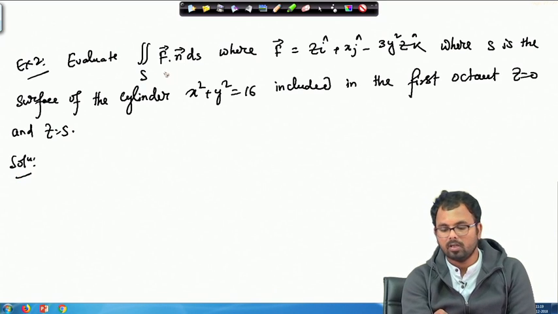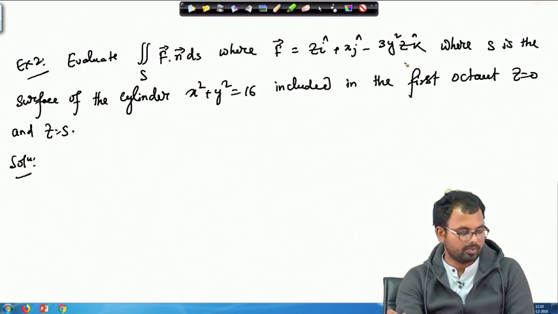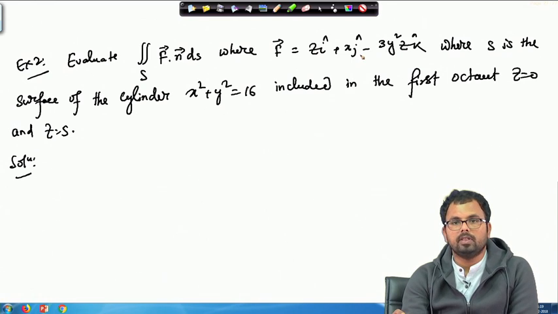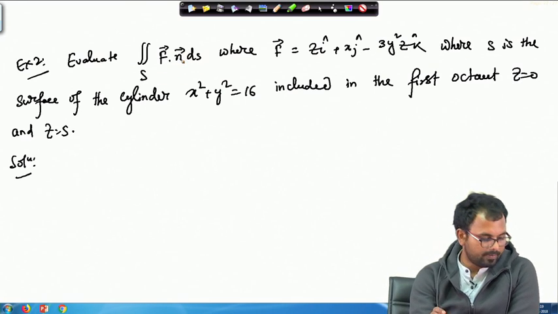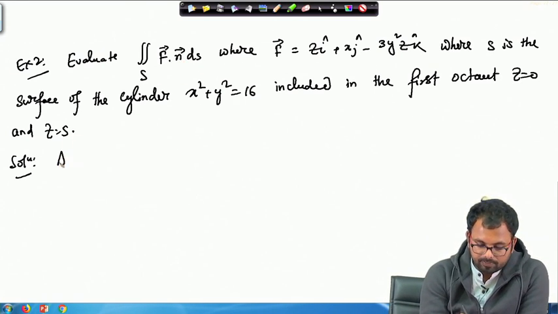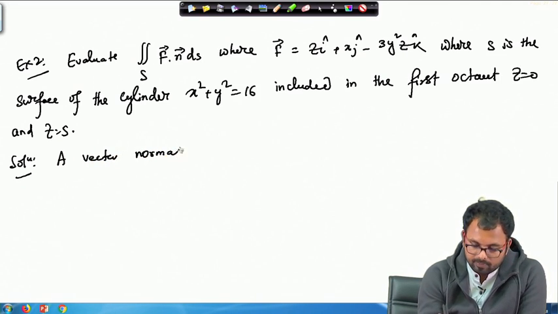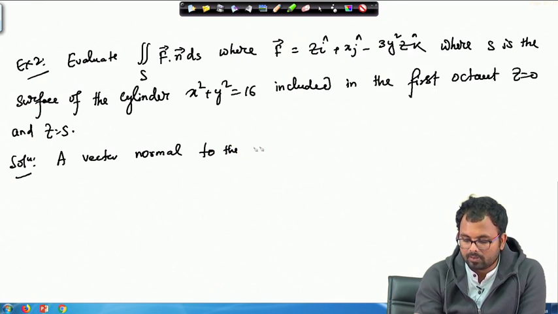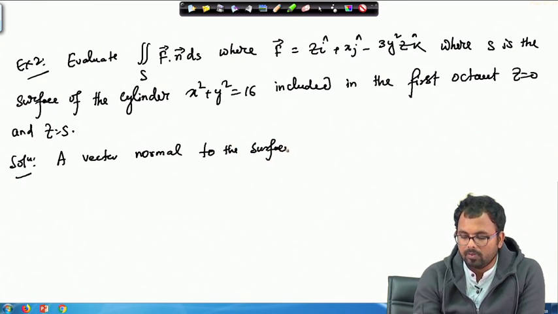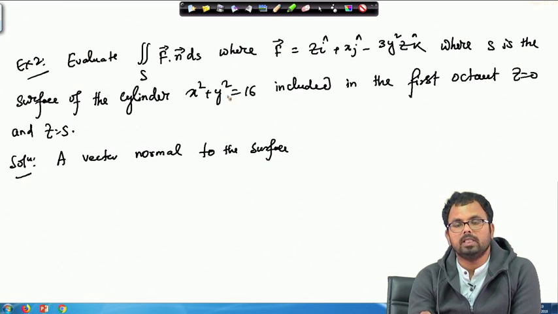given vector function f is this one. So first of all, if we have a given vector function f and we have the surface S, then from there we have to find the normal n. So a vector normal to the surface. If you remember, yesterday we calculated the gradient of x square plus y square minus 16. That's our given surface.